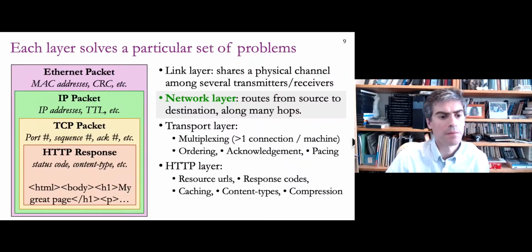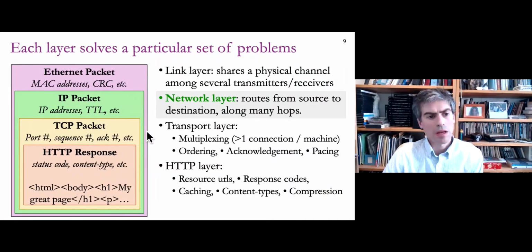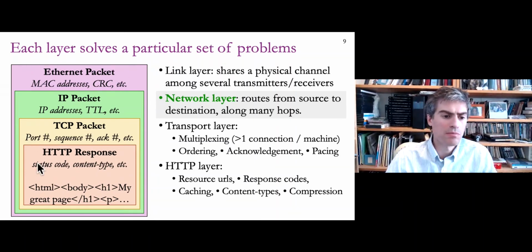All right. So we'll come back to this diagram of the layers of internet protocols. We're looking now at this green one, which is the IP layer.